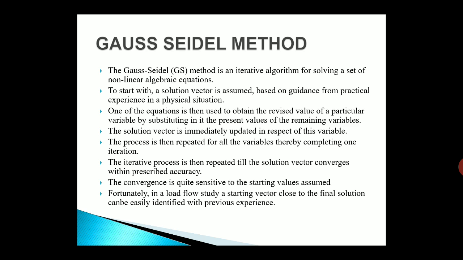So to start with, a solution vector is assumed. Why are we talking about a vector? Because we are getting the value of multiple buses. When we are getting the answer for multiple buses, we have seen that it can be formed in the form of a matrix. So the answer will come not as a single answer, but as a series of answers for all the different buses. This series of answers we can term a vector, that is, an array of answers. So we assume a solution vector or array based on guidance from practical experience or the physical situation.